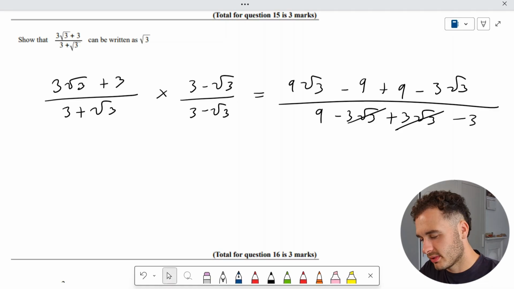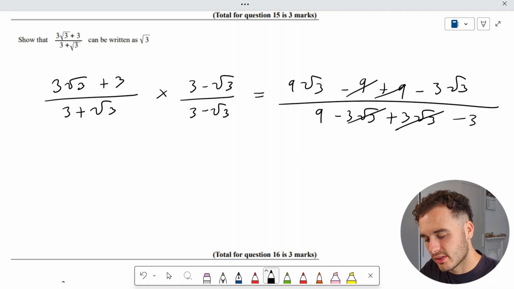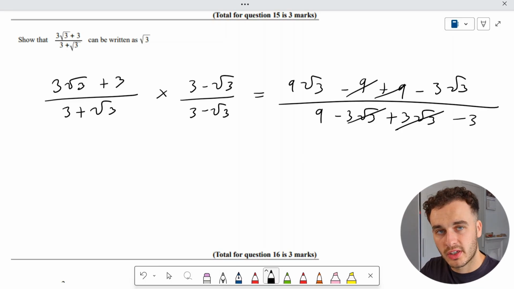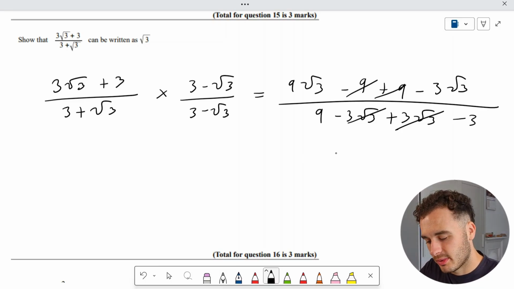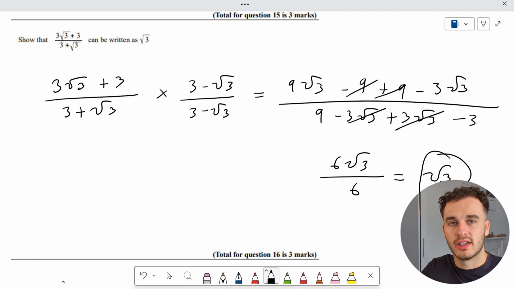So collecting terms, we're going to have on the top minus 9 and 9 cancel. 9 root 3 minus 3 root 3 is going to be 6 root 3. And then 9 minus 3 is 6. And then 6 divided by 6 is 1, so we're just left with root 3. So that is our final answer.